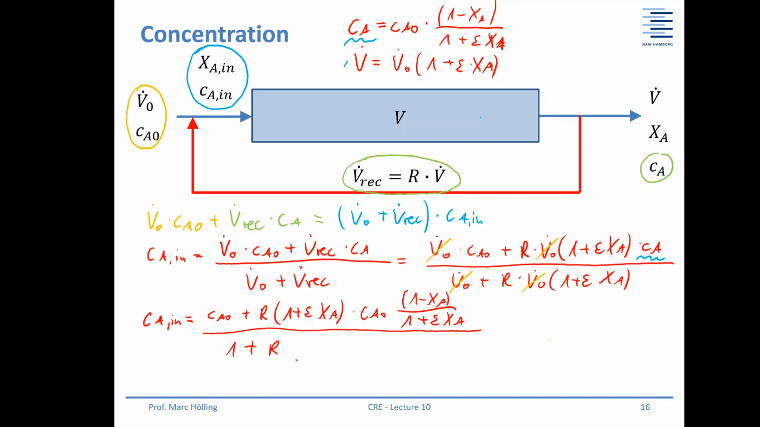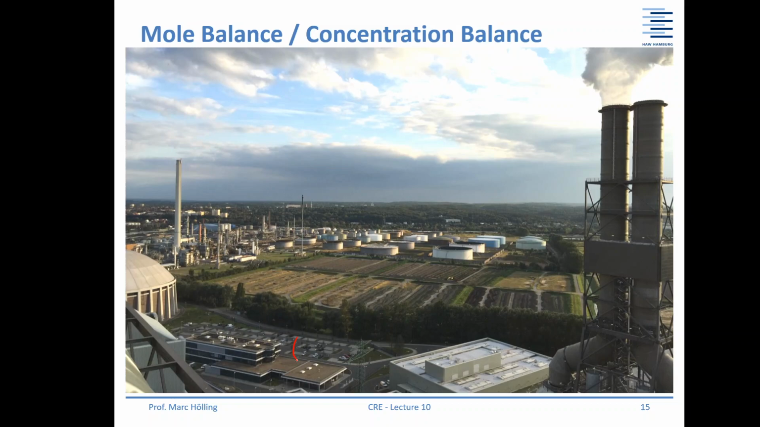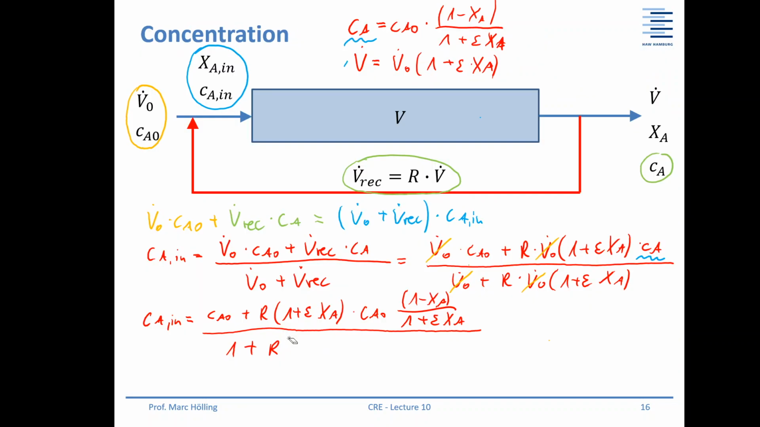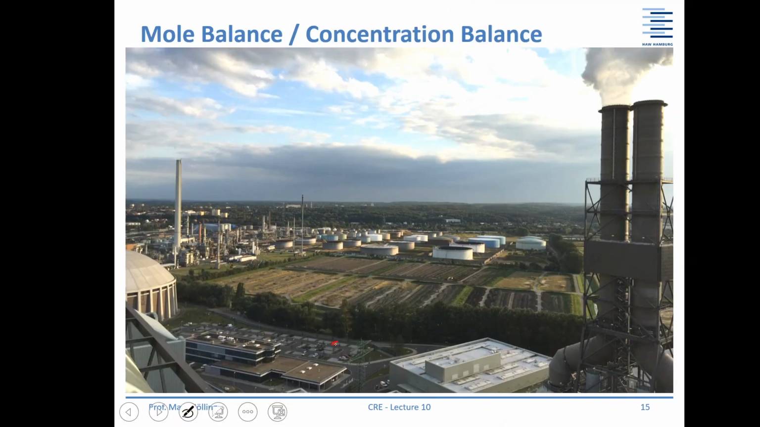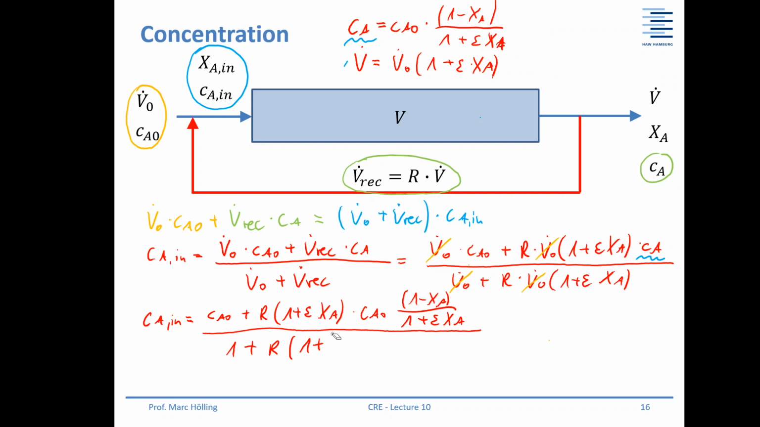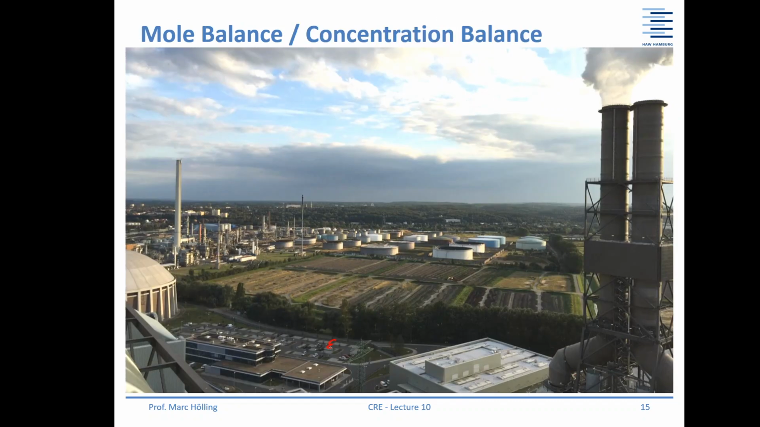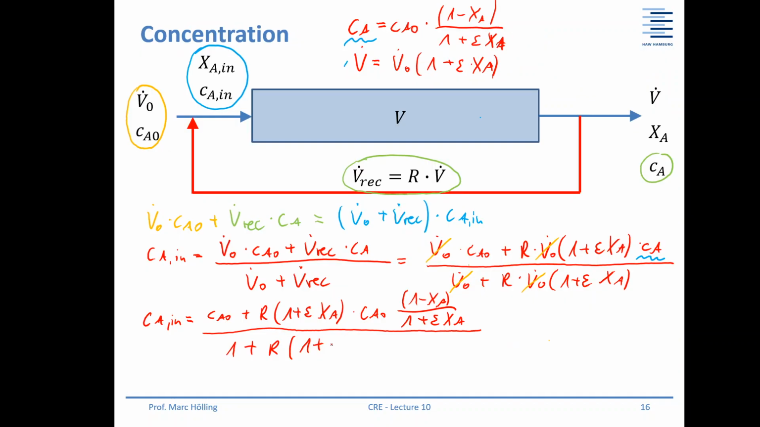1 plus R times 1 plus epsilon Xa. Holy moly, what's wrong here? One plus epsilon Xa.